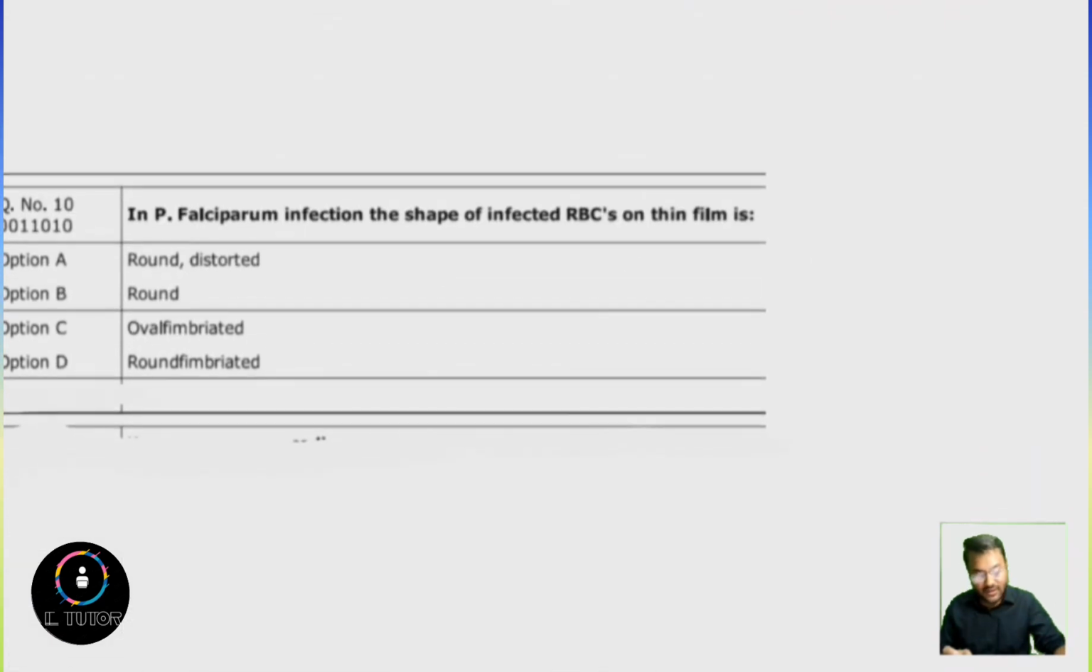In P. falciparum infection, the shape of infected RBC on thin film is. So this is like a fact-based question. You have to remember that it will be round. In case of P. falciparum infection, the shape of infected RBC will be round on the thin film.